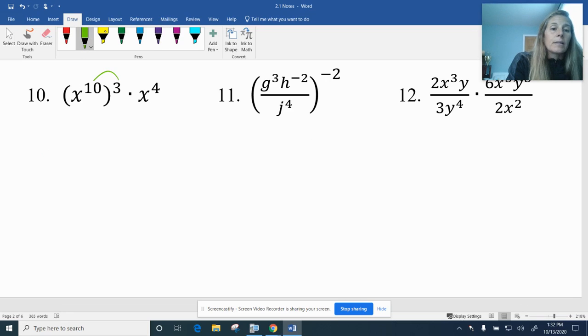Okay, number 10, this becomes x to the 30th because I have to multiply. And now I'm going to add these because I have 30 x's and 4 x's, so altogether I have 34 of them.